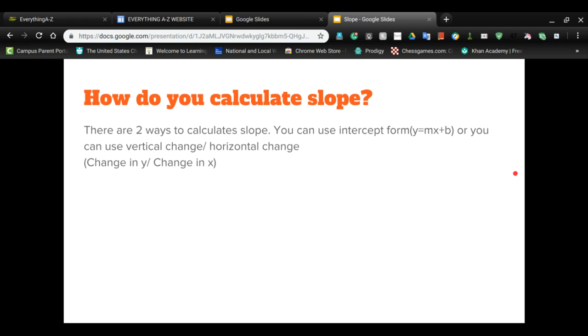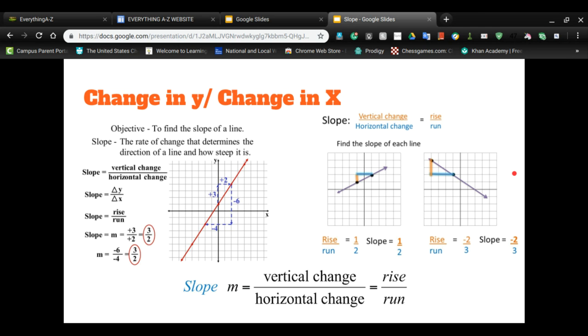How do you calculate slope? Well, there are two ways to calculate slope. You can use the intercept form, which is y equals mx plus b, or you can use vertical change divided by horizontal change, which is also referred to as rise over run, or change in y divided by change in x. Now the objective is to find the slope of the line, and the slope is the rate of change that determines the direction of the line and how steep it is.